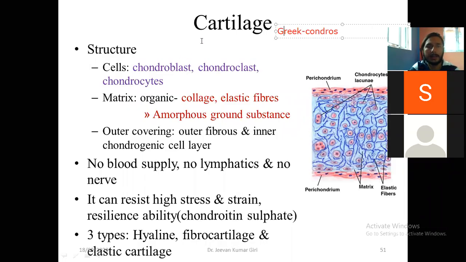Okay, see here. This chondroblast cell can give rise to the chondrocyte. Since this chondroblast can form the cartilage, they are cartilage forming cells.